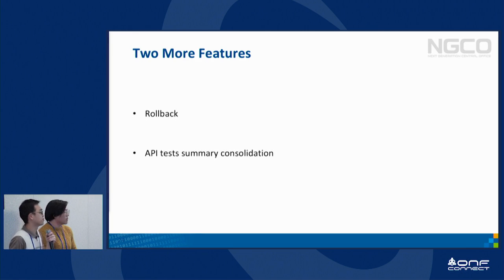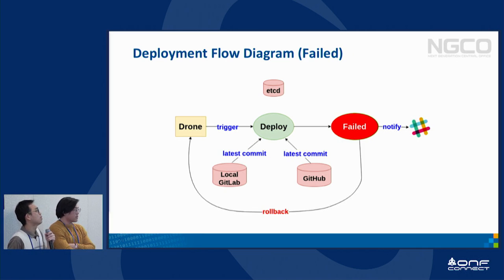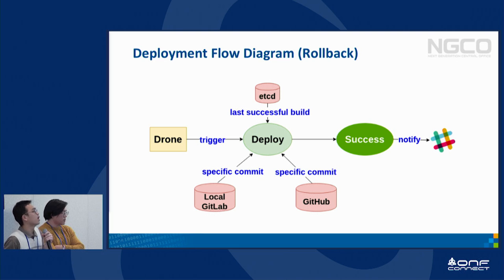And there are two more features. The first one is rollback, and the second one is API test summary consolidation. Basically, the idea of the rollback is pretty simple. If the deployment is successfully done, the version information of every repository will be saved into the external etcd service. But once it fails, the automation process will trigger drone to do a rollback deployment. In the rollback deployment, the automation process will get the latest successful build information from the external etcd service and pull the specific commit of every repository to do the deployment. So that's how the rollback works.